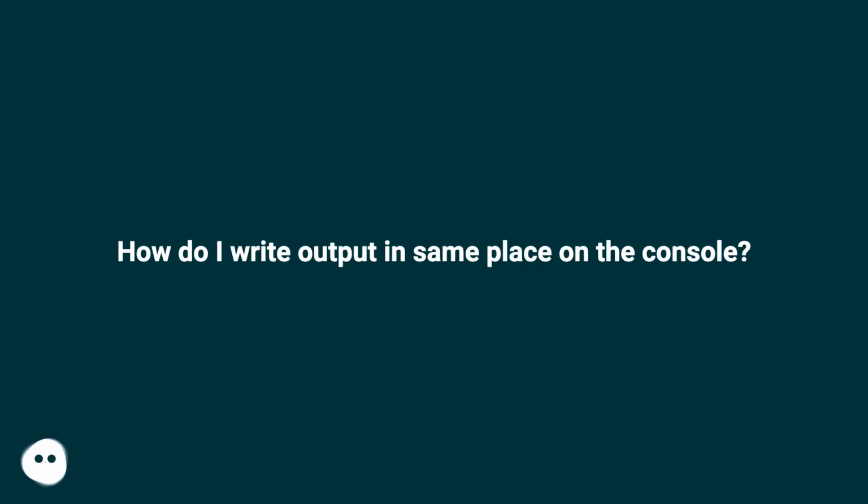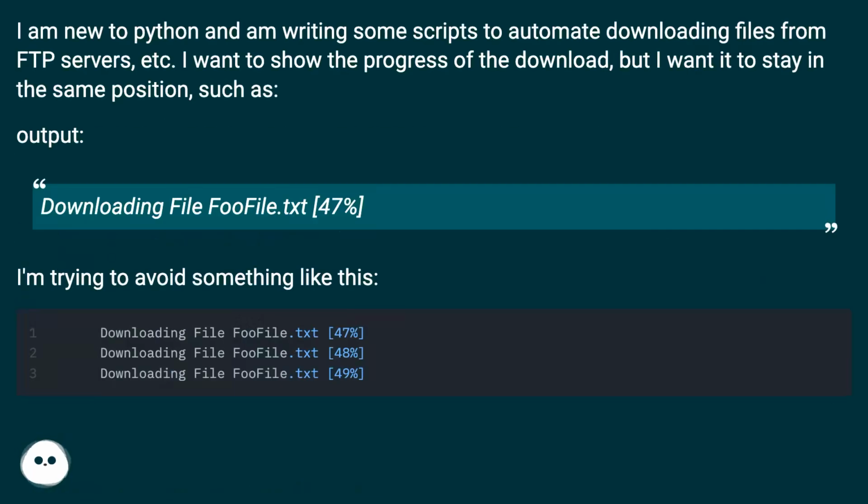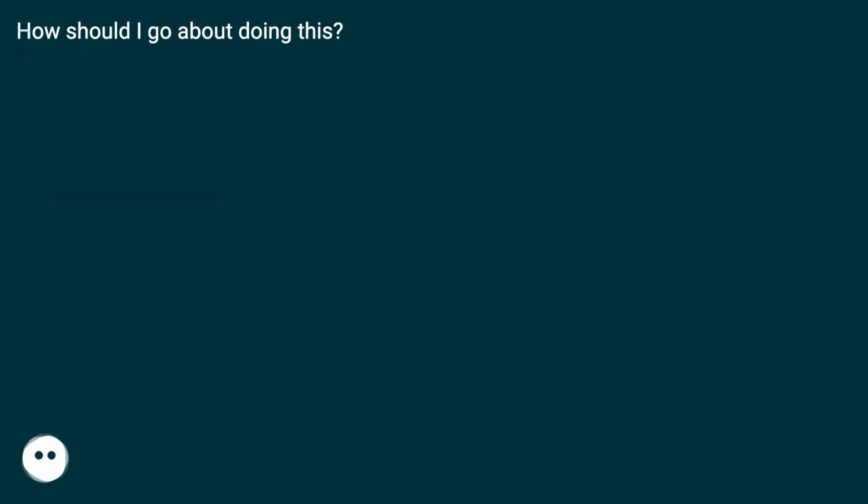How do I write output in the same place on the console? I am new to Python and am writing some scripts to automate downloading files from FTP servers, etc. I want to show the progress of the download, but I want it to stay in the same position, such as output, downloading file foo-file.txt, 47%. I'm trying to avoid something like this. How should I go about doing this?